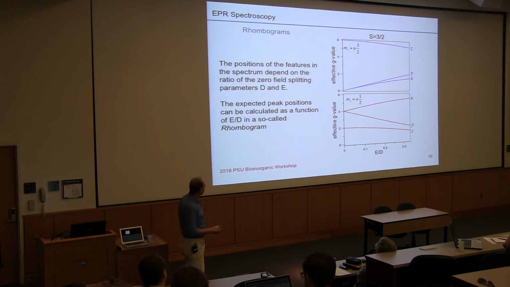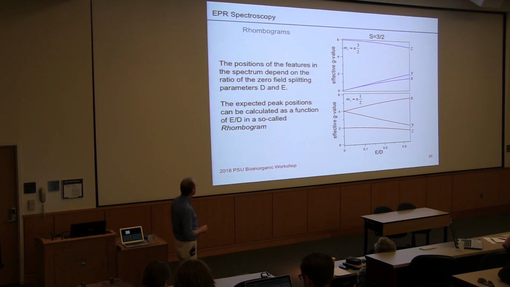And along the x-axis, we have this rhombicity parameter, so E over D. And then on the y-axis, we have the position of features expected in the EPR spectrum expressed as a g value, right? So if I know what microwave frequency I'm working at, I can convert an effective g value into a field value. And so I can use this diagram to predict where the features will occur in my spectrum.